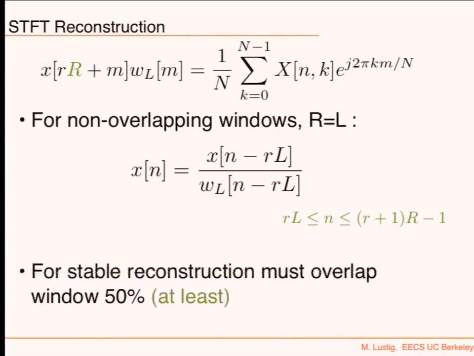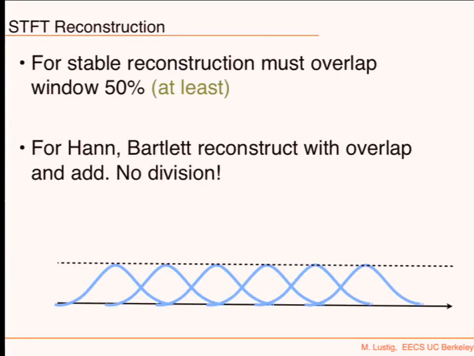So what you could do, if you want a stable reconstruction, is overlap the windows at least 50%. If you do that, and you use, for example, a Hann or a Bartlett or a triangular window, then you don't even need to divide, because overlapping them will give you exactly a weighting of 1. So if you overlap windows like this, then after any processing, you basically just take the inverse DFT and add them together with the right shift. So you get a stable reconstruction, well, not a perfect reconstruction.